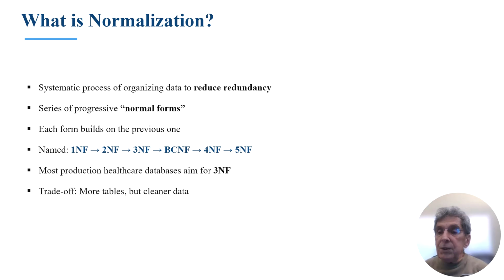The trade-off with normalization is that you end up with more tables. Your one giant table might become 5 or 6 smaller tables. This means more join statements when querying, but the benefits, data integrity, easier maintenance, no anomalies, far outweigh the cost of writing slightly more complex queries.